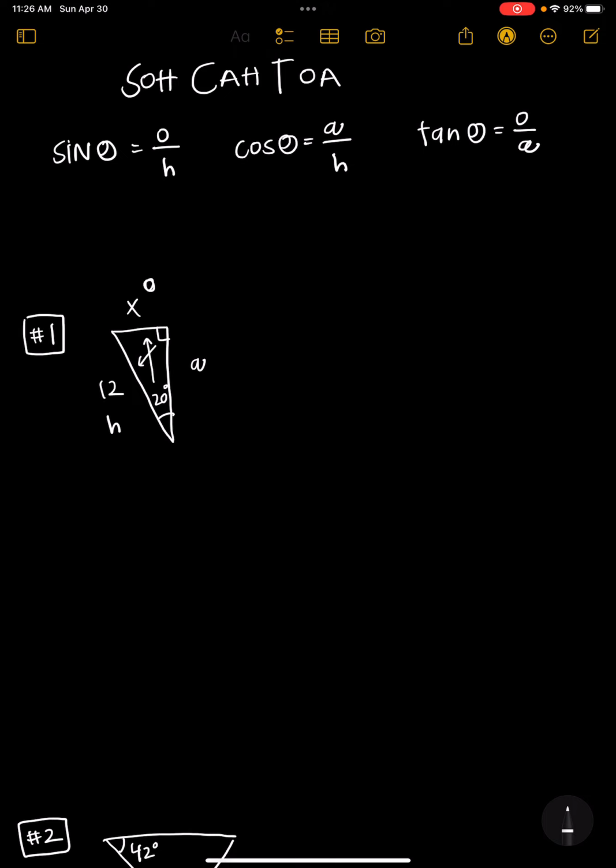So what trig function uses the opposite and hypotenuse side? That's sine. So we're going to use sine of theta is equal to opposite over hypotenuse. Now that we know that, we're going to plug in all of the things that we do know. So we'd say sine, but instead of theta, we're going to say 20, because our theta is 20 degrees, is equal to opposite, which is your x, over hypotenuse, which is 12.